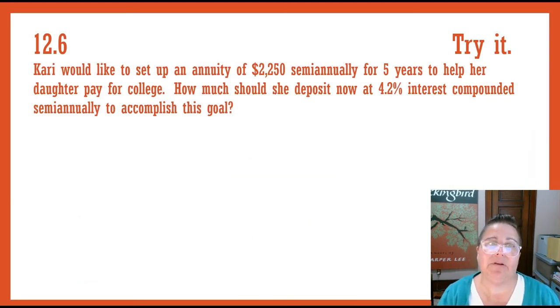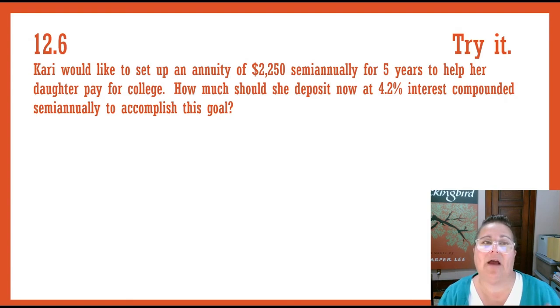Carrie would like to set up an annuity of $2,250 semi-annually for 5 years to help her daughter pay for college. How much should she deposit now at 4.2% interest compounded semi-annually in order to accomplish this goal? So in this problem, we have an example where Carrie has a daughter that's going to college.